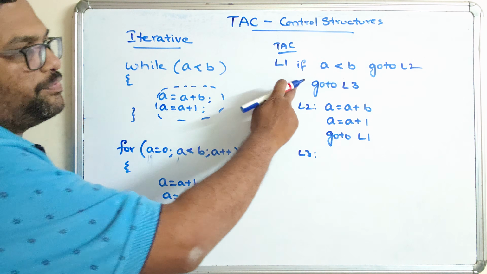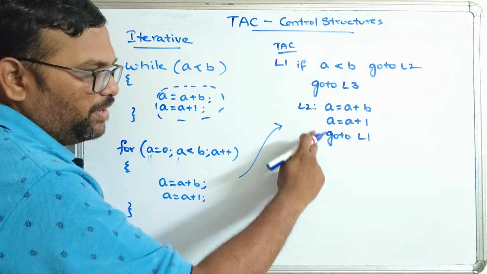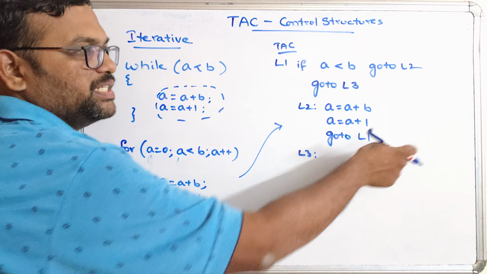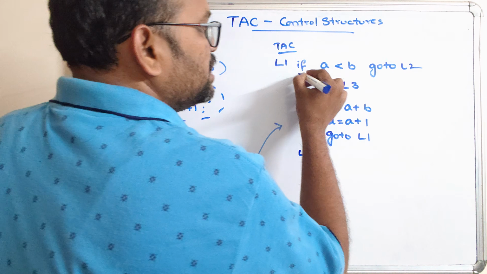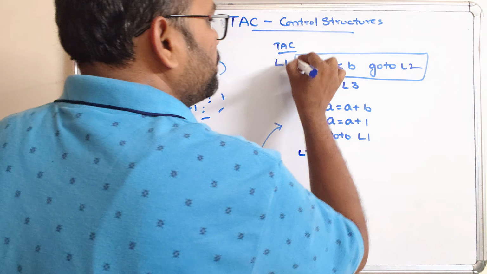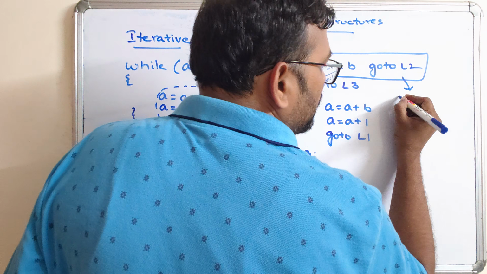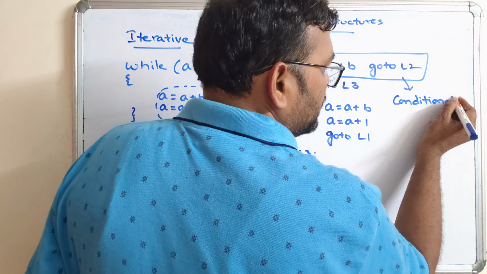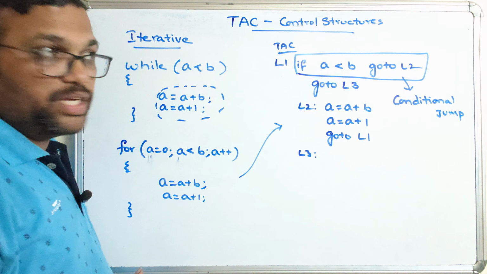Okay, so if a greater than b, go to L2. That means it comes here and it will execute all the statements, and immediately it will again go to L1. So this is called a loop. And here you can see this statement, condition followed by go to, it can be called a conditional jump, because we are jumping towards another location.